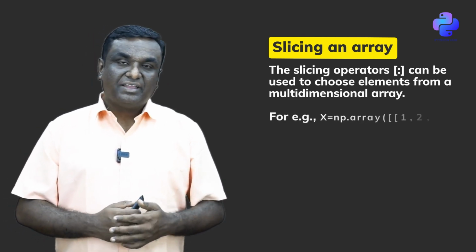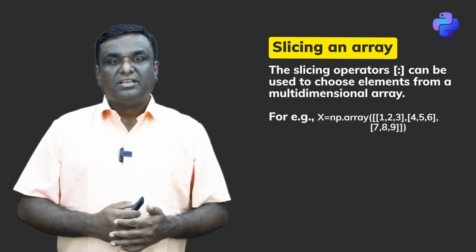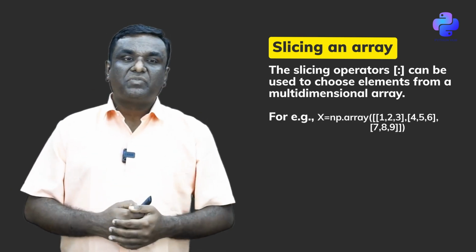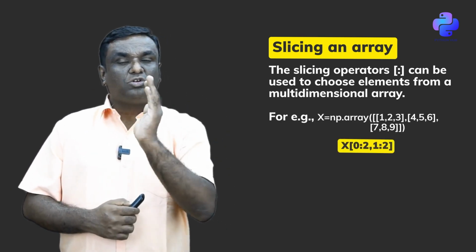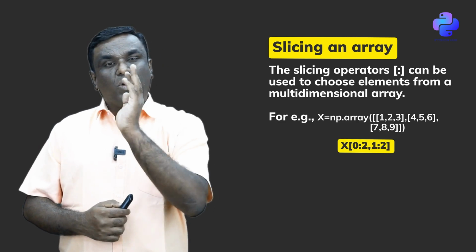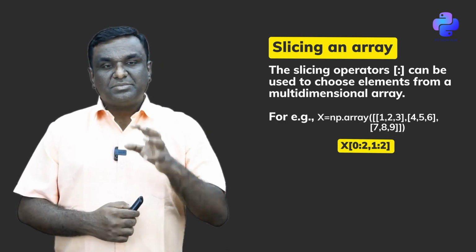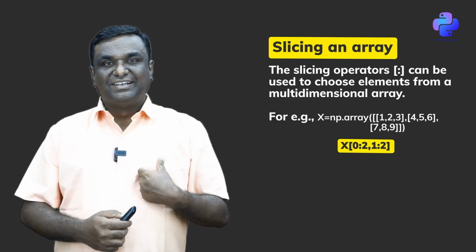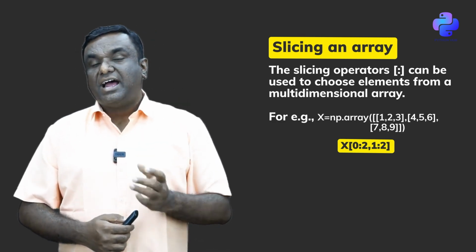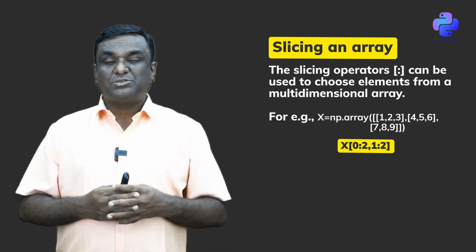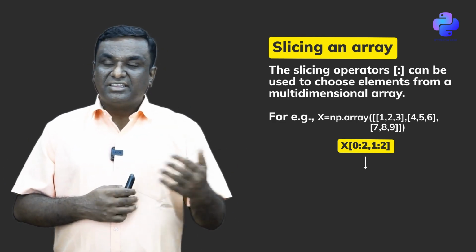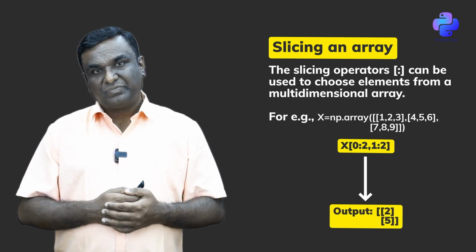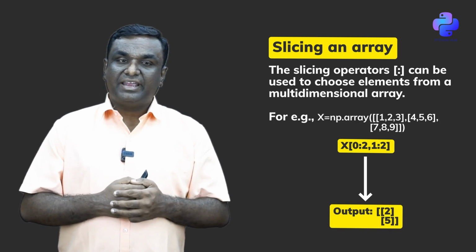For example, x equal to np.array, the same array I am creating: 1, 2, 3, 4, 5, 6 and 7, 8, 9. I have a three-dimensional array. I am saying x[0, 2] and [1, 2]. That means I'm just pulling that particular element, slicing an element and creating an array out of it. I'm pulling elements from an existing array and creating a separate array out of it. That's what slicing an array means. So in this case, the output would be 2 and 5 as two elements of an array. This is how arrays are created.